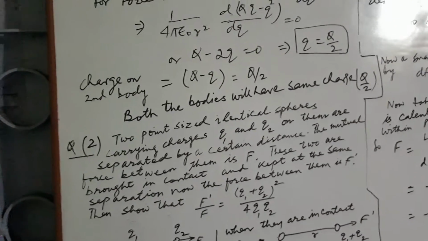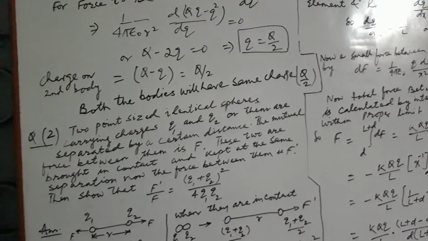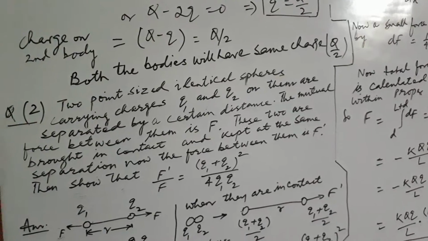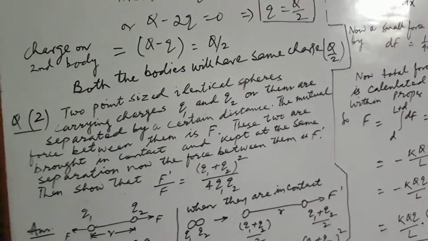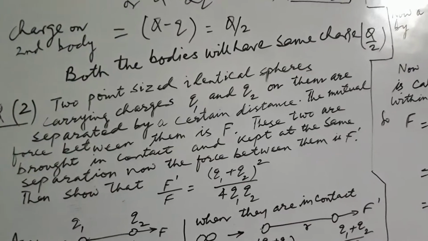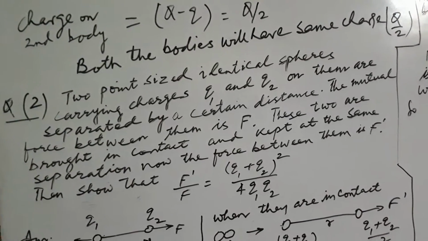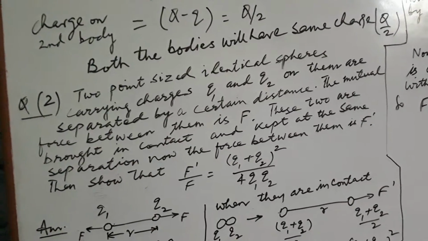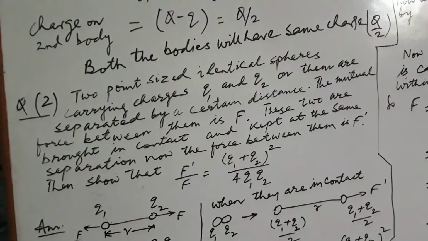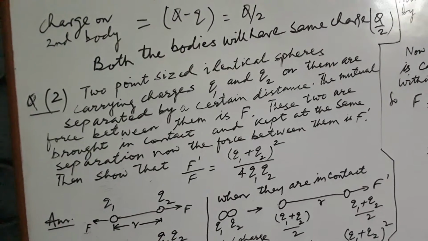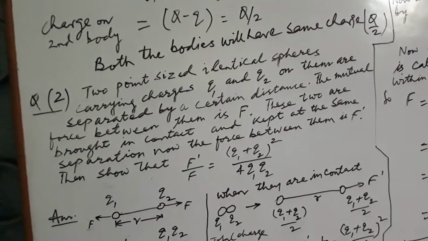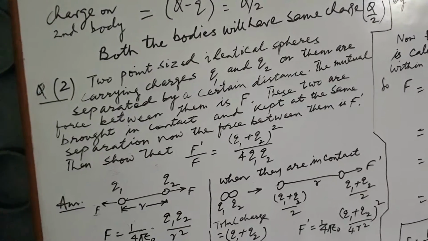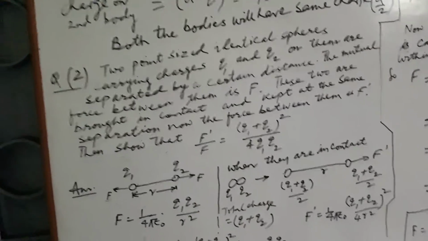Next problem. Two point-sized identical spheres carrying charges q1 and q2 are separated by a certain distance. The mutual force between them is F. These two are brought in contact and kept at the same separation. Now the force between them is F dash. Show that F dash by F equal to (q1 plus q2) whole square by 4 q1 q2.